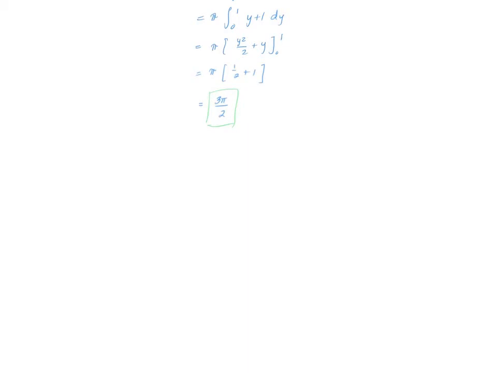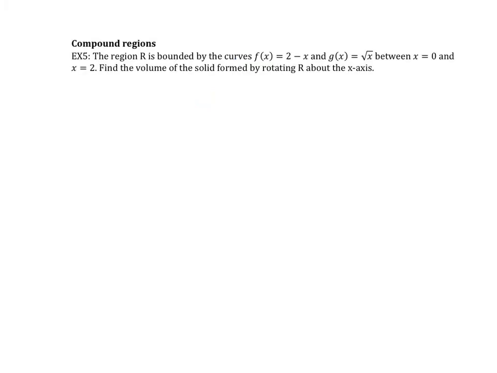The last example we're going to look at is what happens if we have compound regions. So now this is not necessarily going to be with respect to x or y. I'm going to look at it first and then decide. Okay, so I have a region R. It's going to be bounded by f of x, 2 minus x, and g of x. So I have two functions.